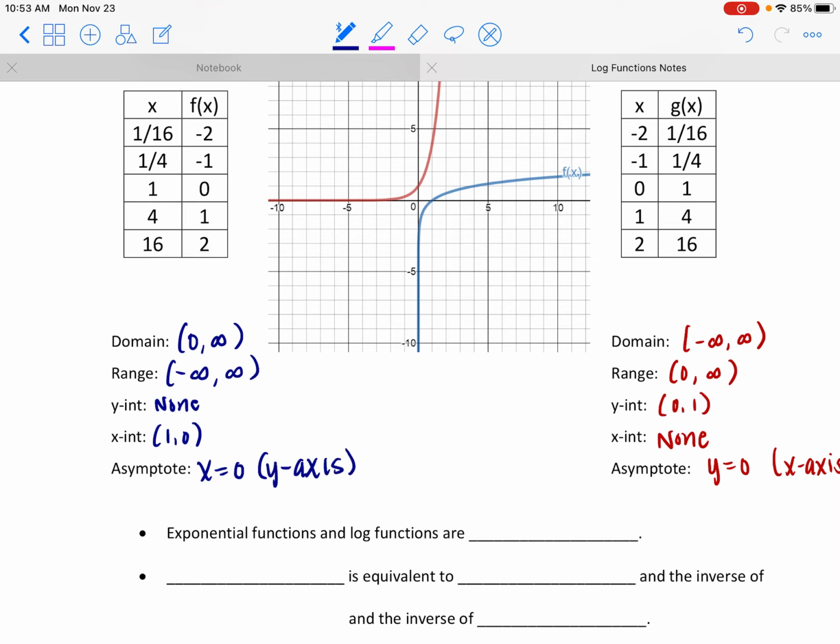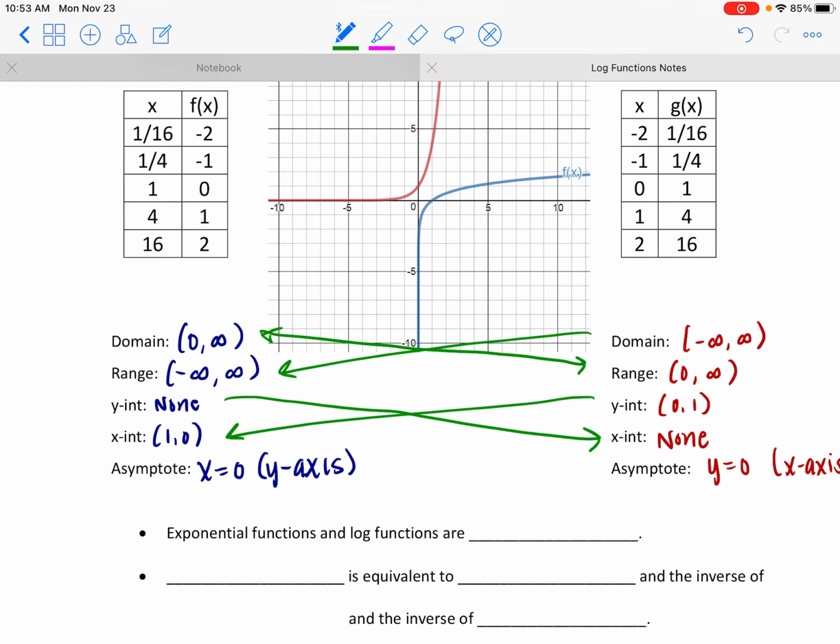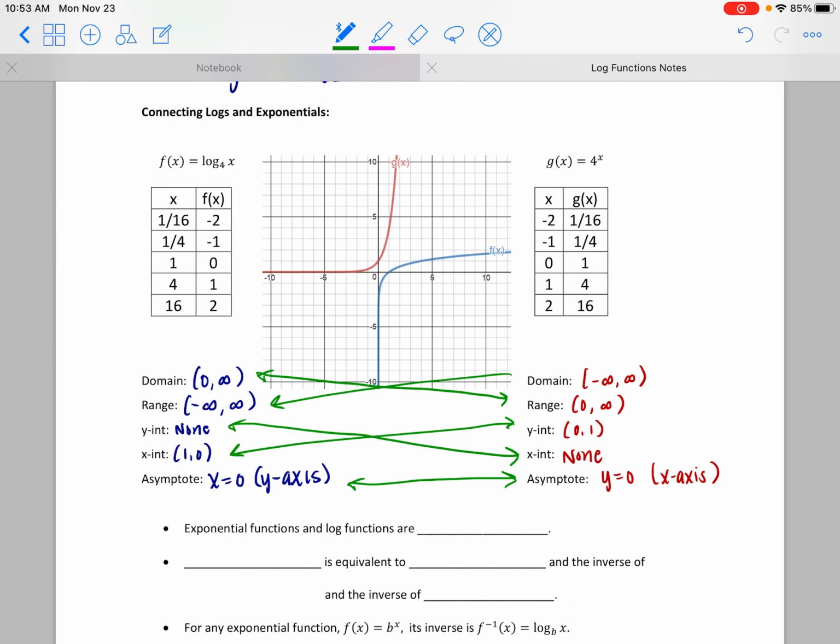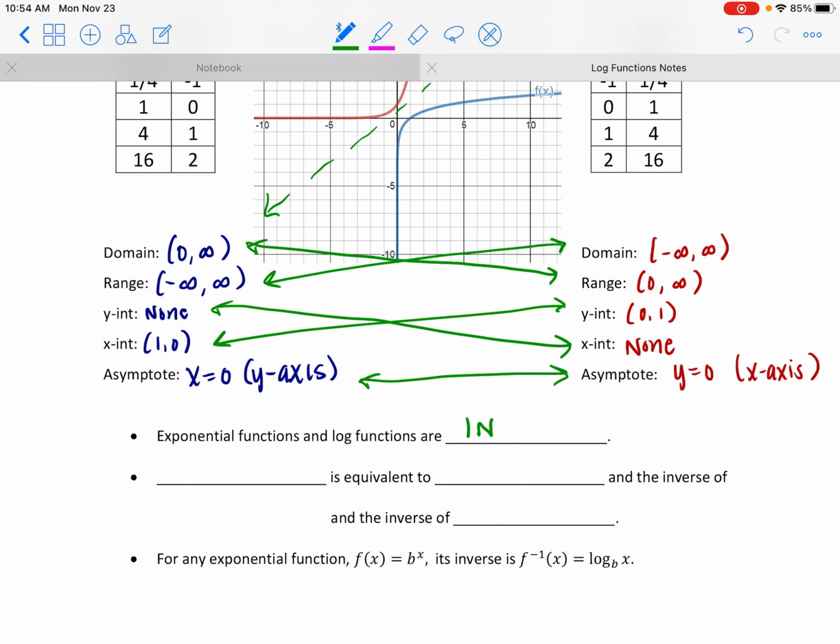All of these properties were switched. So we see these two features reversed, and we see these basically flip-flopped as well. And that is because these functions are, do you remember what happens when we have a reflection over this, or when we switch the x's and y's, or switch all of the properties of the x's and y's? We have a name for that relationship. These functions are inverses. They are inverses of one another.